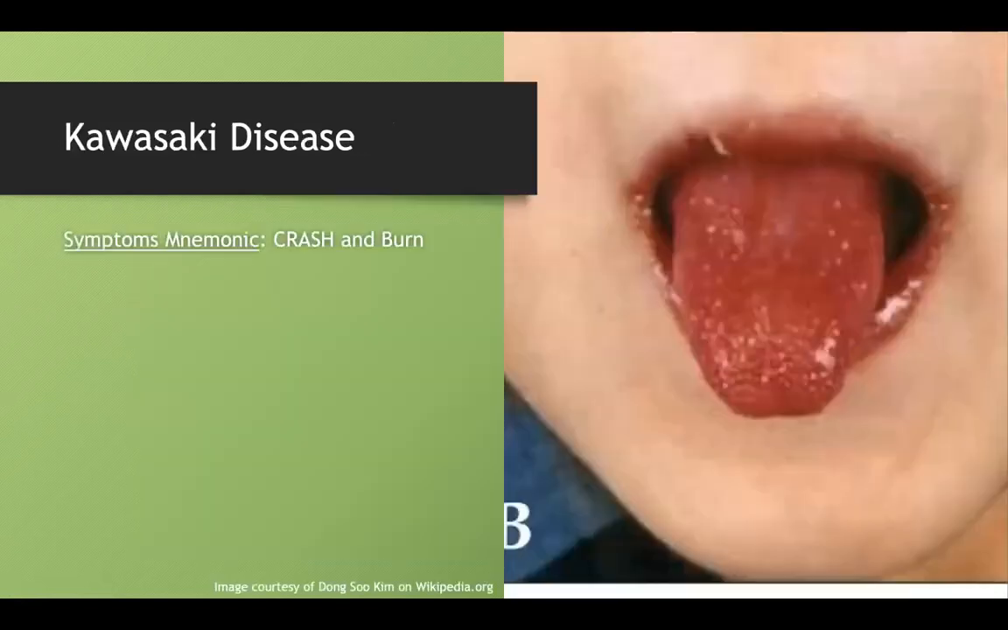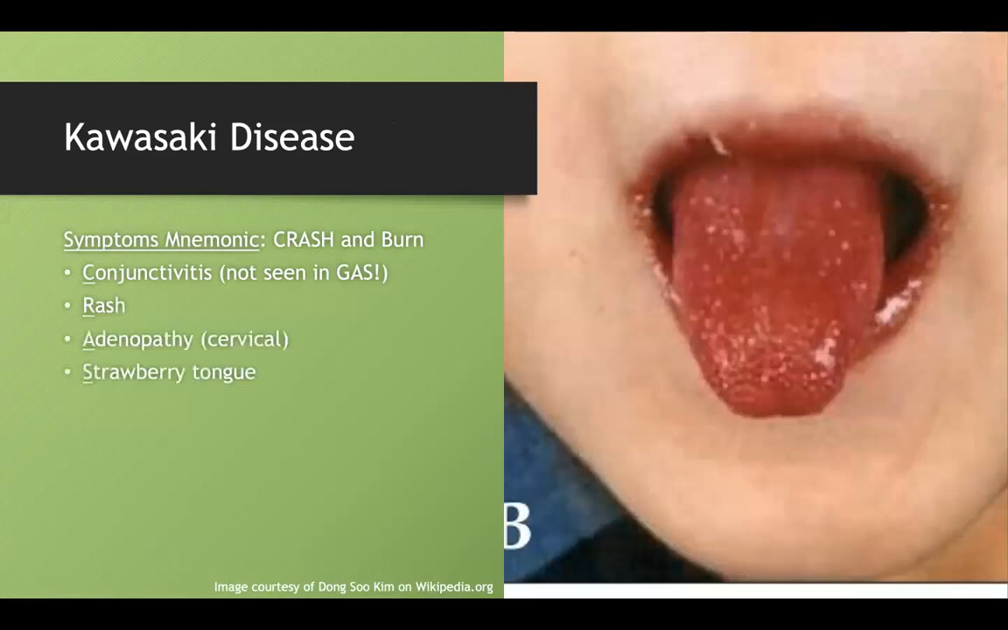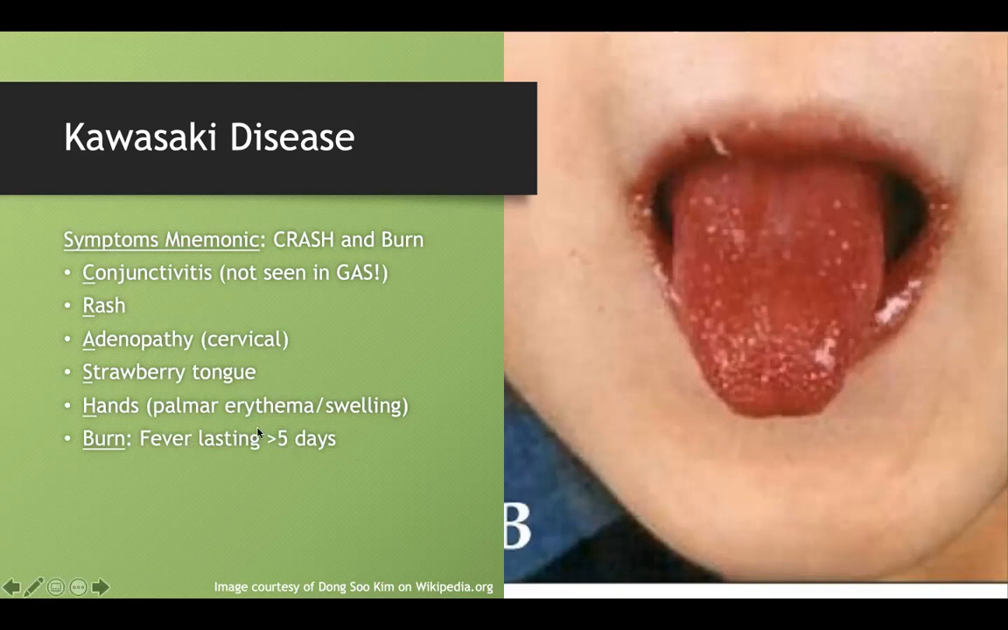There's a strawberry tongue. A good way to remember Kawasaki disease is the crash and burn mnemonic. I really like that. I think it was in First Aid. You have conjunctivitis, a rash, adenopathy, a strawberry tongue, hand problems, and then the burn is the fever. You have to have a fever lasting at least 5 days, okay? And I guarantee you, if you look back at any test question that's had Kawasaki disease in the past, they've always mentioned this fever lasting a long time, 5 days.